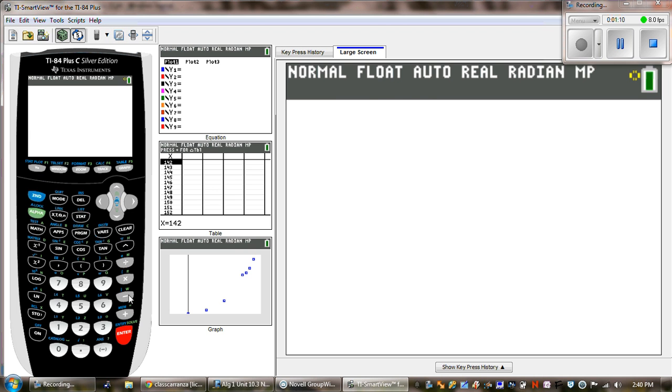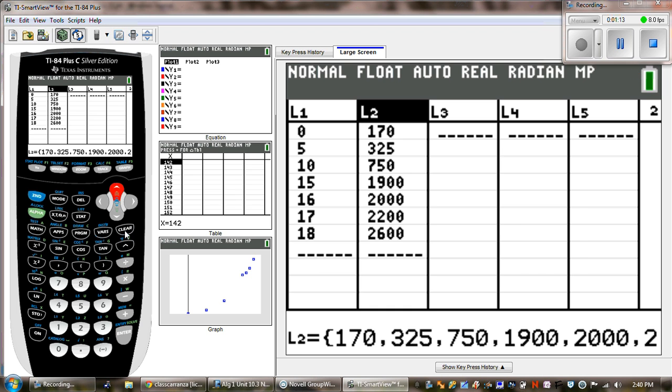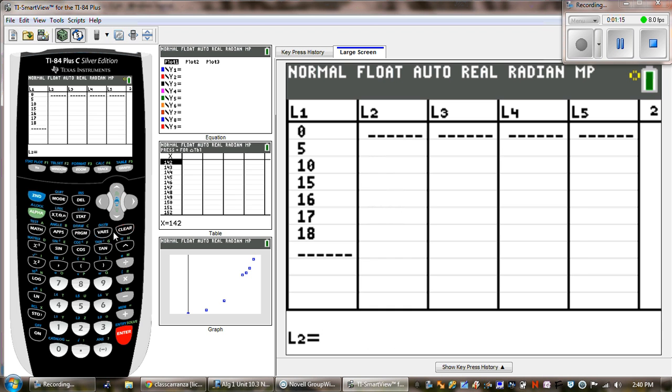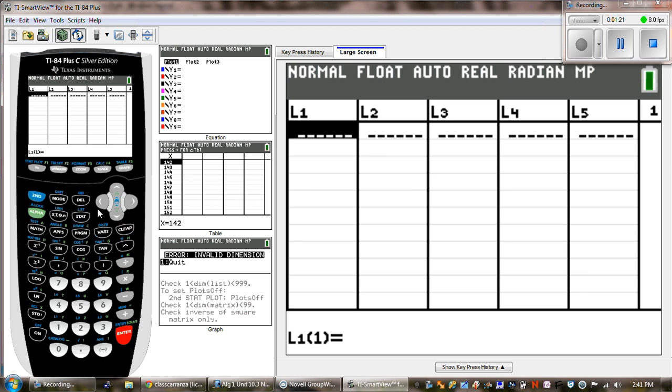As we start to input data, I can see that I've got a bunch of stuff in there, so I'm going to clear all of that. You want to make sure that you're on L1 and L2. And now we can start entering the data. So go ahead and pause the video. We've got a ton of information, so make sure all of your points match. Okay? Good luck.